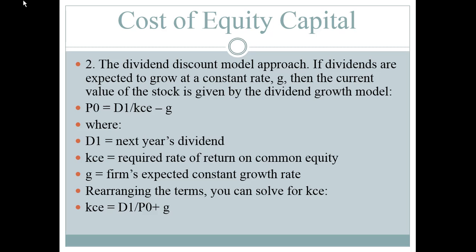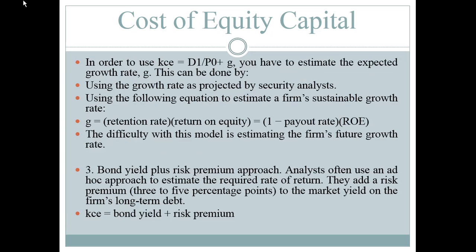So rearranging this equation, it gives us KCE, which is the cost of common equity, which is what we are trying to figure out. So the cost of common equity will be equal to D1, which is next year's dividend, divided by P0, which is the current price, plus G. So in order to use the dividend discount model to find the cost of equity, you need to estimate G, that is the growth rate.